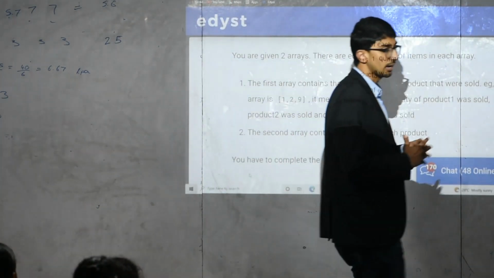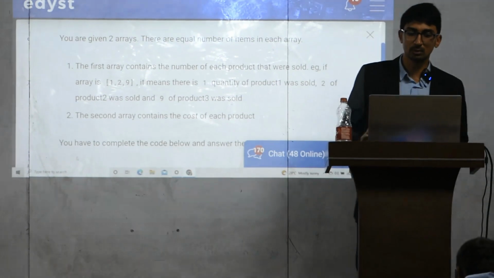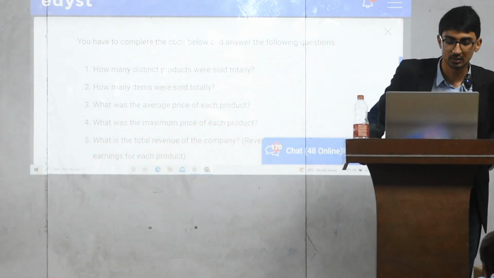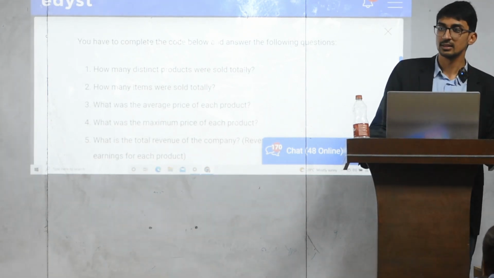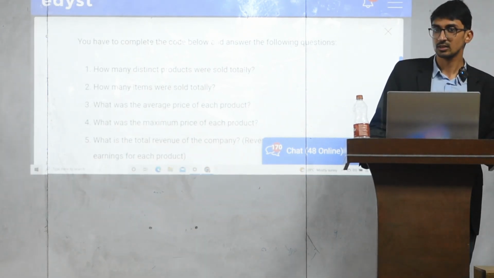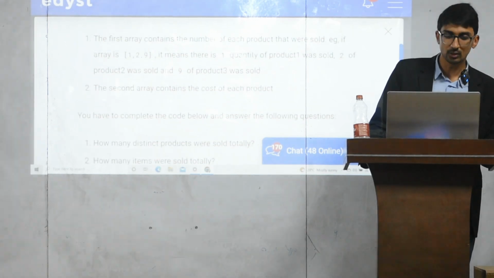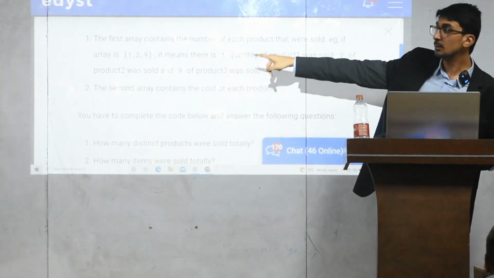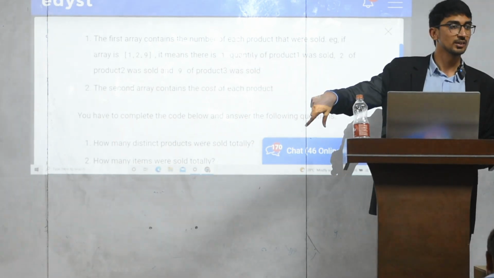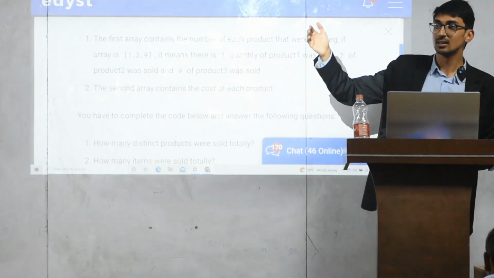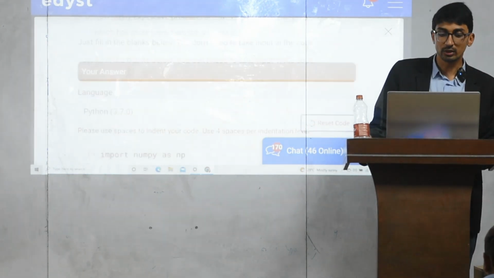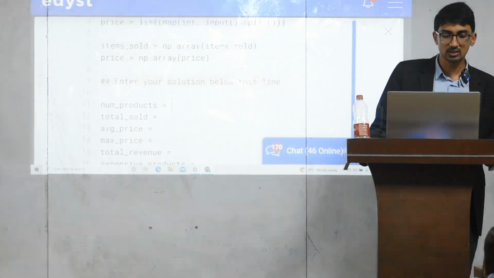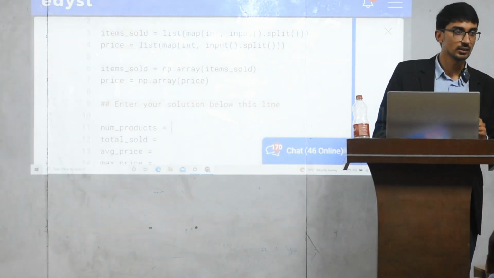Now let's go through the questions, and from what we learned of NumPy, we will be able to answer this. How many distinct products were sold totally? Distinct products. 3. Why? Because we know that maybe 1 to 9 is the quantity of each product, but the size of the array will give us the number of products. Correct? So if I want to find that here, that was just an example. Number of products. How do I find it out?